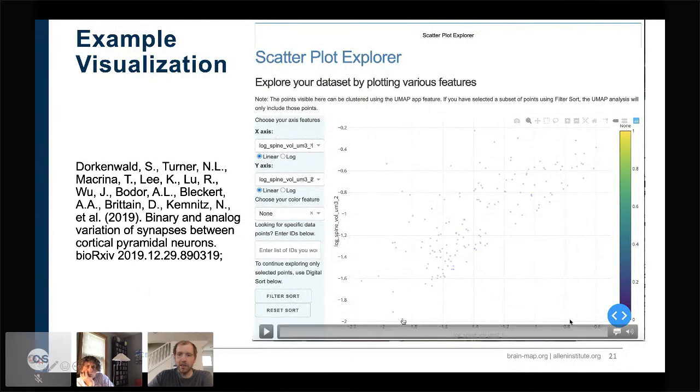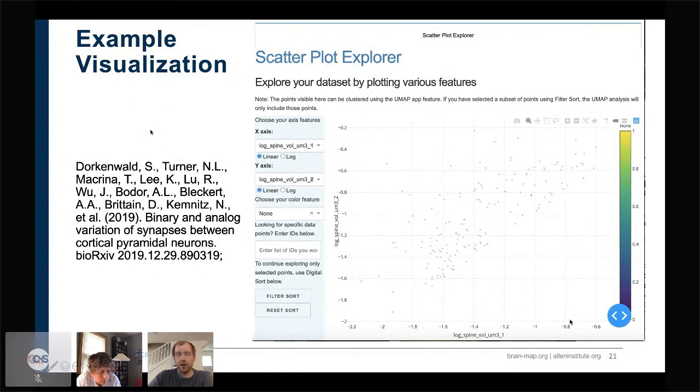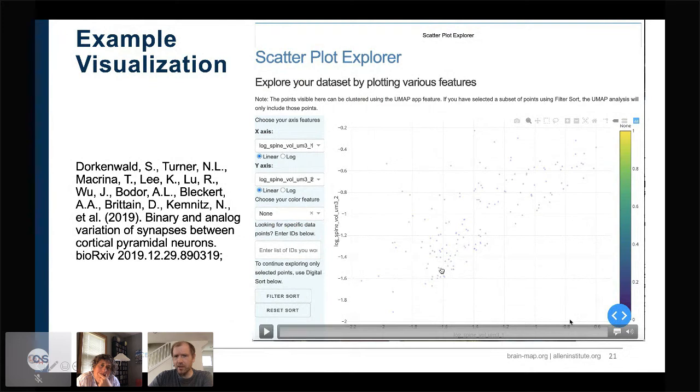This scatter plot reflects one of the figures from one of the preprints that was led by our colleagues in the Sung lab that looks at binary and analog variation of synapses between the excitatory cells in this volume. And what this figure zooms in on are all of the connections between excitatory cells within the volume, which have exactly two synapses in that connection. So these two neurons are both connected in two locations with two synapses. And on the x-axis, you have the size of the spine head of one synapse versus the size of the spine head of the larger synapse. And what you can see in this plot is there's kind of two clusters.